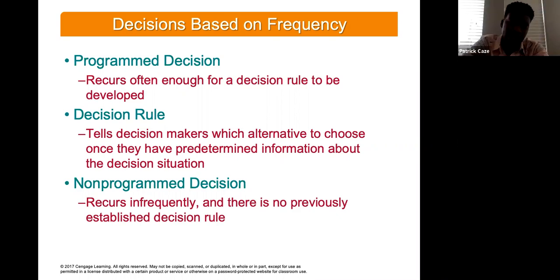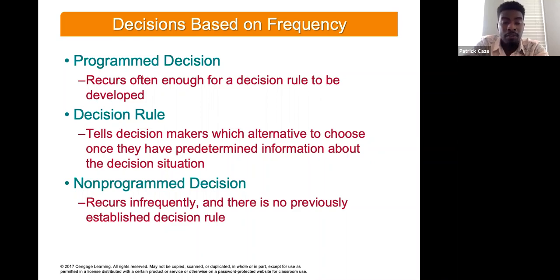A decision rule basically tells decision makers an alternative to choose once they have the predetermined information about the decision situation, right? So basically, it's kind of a guide. I have this piece of information, so based on that piece of information, I'm going to choose this, because that's what I'm supposed to choose, right?